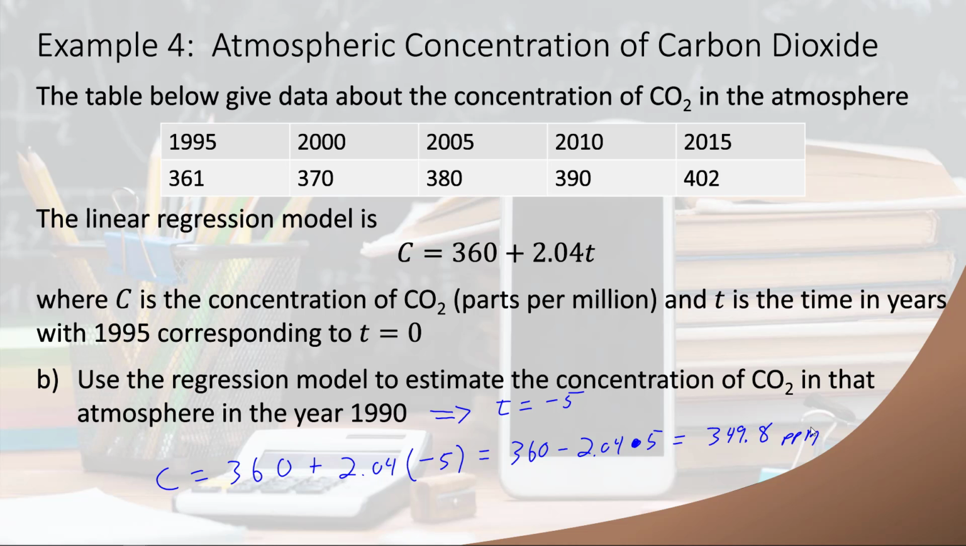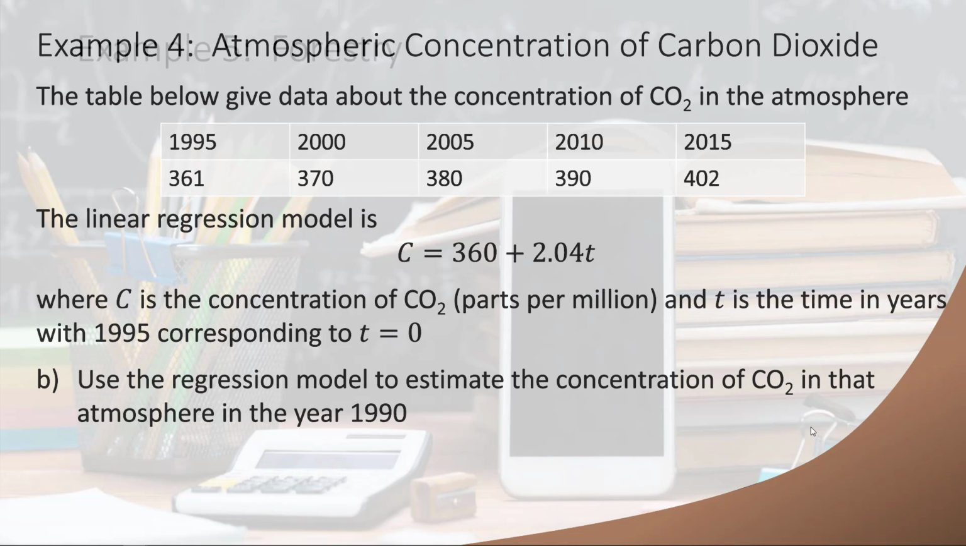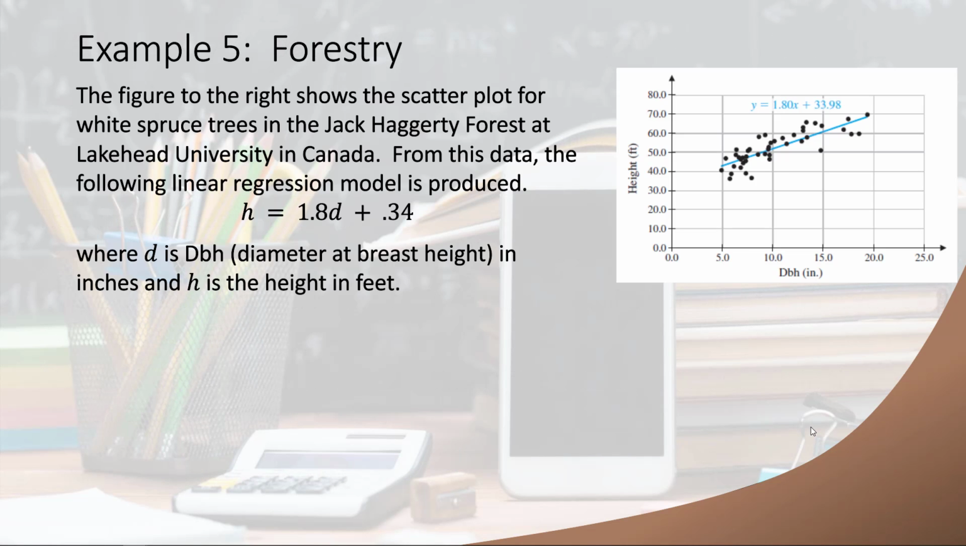Okay, and this brings me to, yes, what you always like to hear, my last example. Okay, and this one is a forestry example. And here we have a figure, it's to the right, and it shows the scatter plot for the white spruce trees in the Jack Haggerty Forest in Lakehead University in Canada. I have no idea where it is. But this is the scatter plot, and this is basically our best fit regression for the scatter plot.